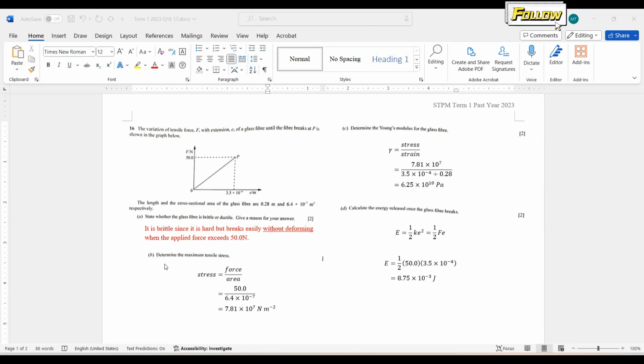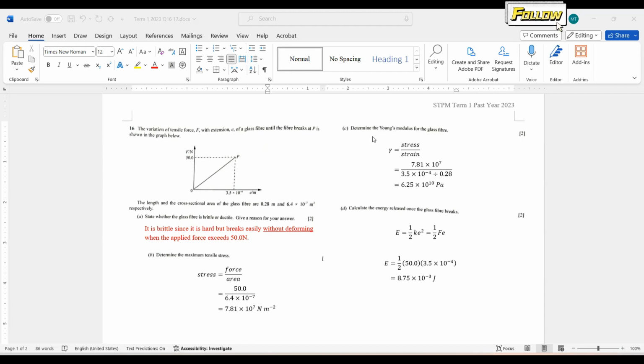So the next question is to determine the maximum tensile stress. Quite straightforward, the formula is given as force over area. So you have the force 50 Newton and the area given as 6.4 times 10 to the power negative 7 meters squared. So the answer is here.